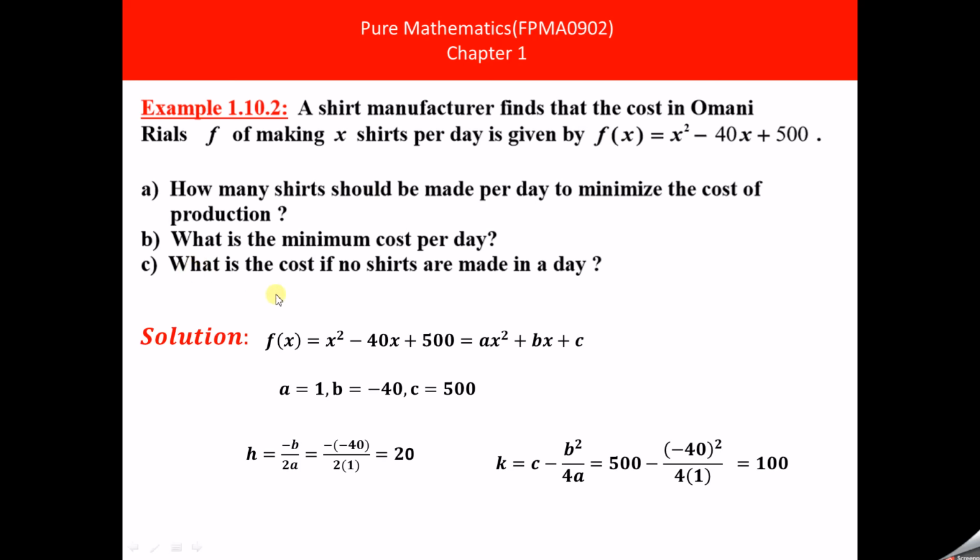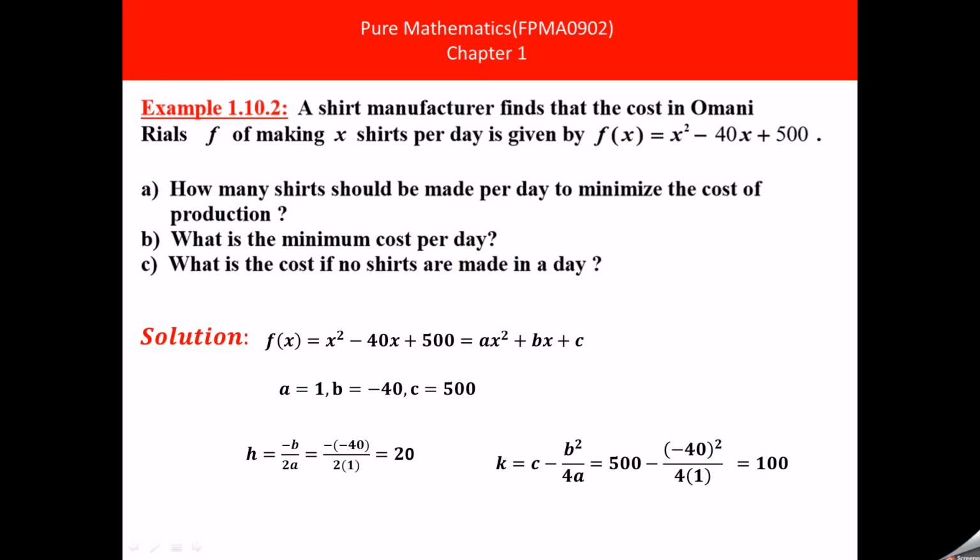And the third one is, what is the cost if no shirts are made? That means when x is 0, where x is the number of shirts. So if no shirts are made, that is when x is 0, what is the cost? That is the f(x) value when x is 0. So let us try to answer all these three questions.